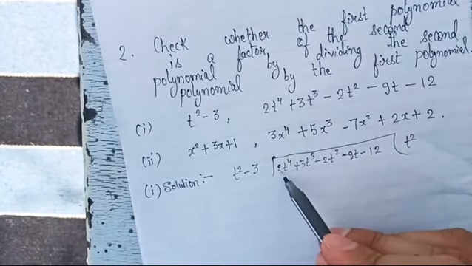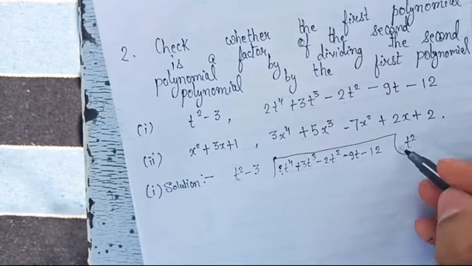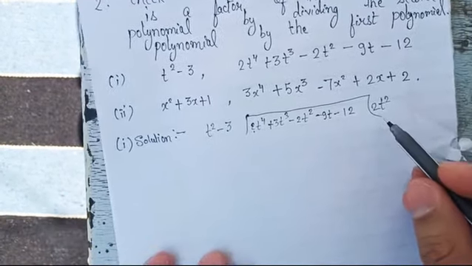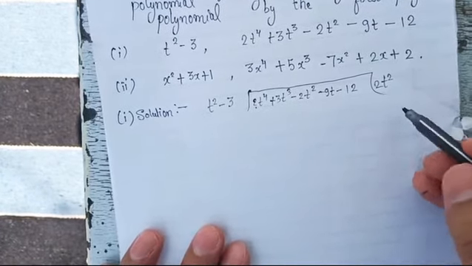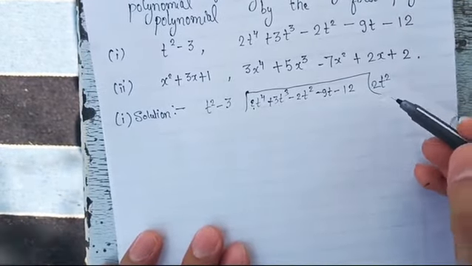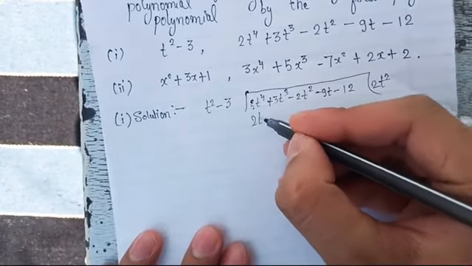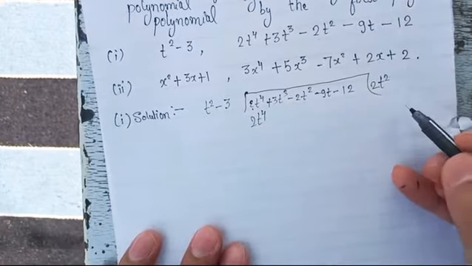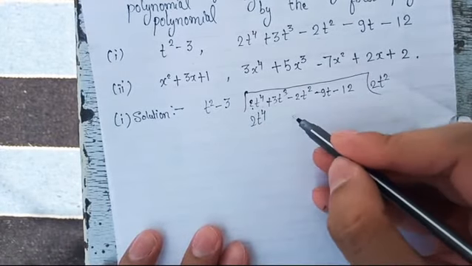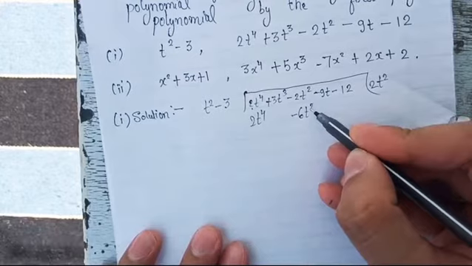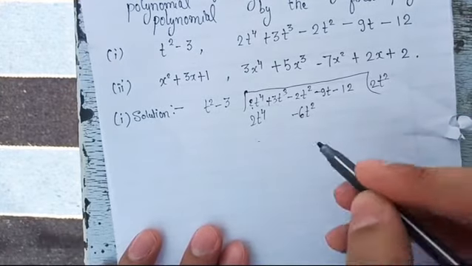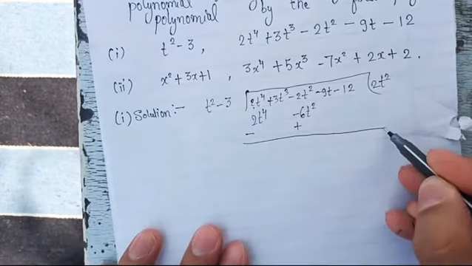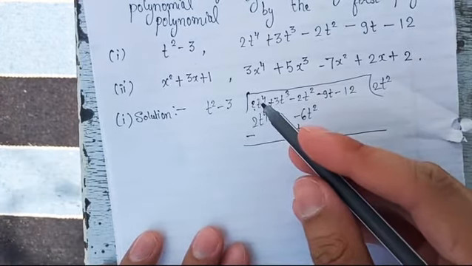But here the coefficient is 2. Coefficient is also 2, so we will multiply with 2 also. And now 2t square into t square will be 2t raised to the power 4. 2t square into minus 3 will be equal to minus 6t square. So I will write here minus 6t square. Okay, now again changing the sign convention, so it will become 2t raised to the power 4.